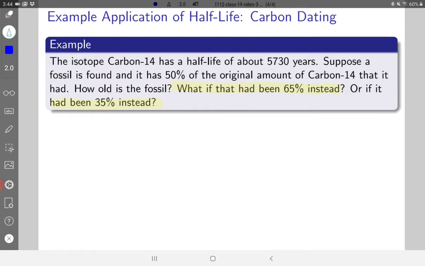So when I say, what if that had been 65% instead, I mean with the same setup, the same carbon-14 isotope with a half-life of 5,730 years. Let's say we dig up a fossil and it's determined that it has not half of the original amount that it started with, but it has 65% of the amount it started with. How old must the fossil be?